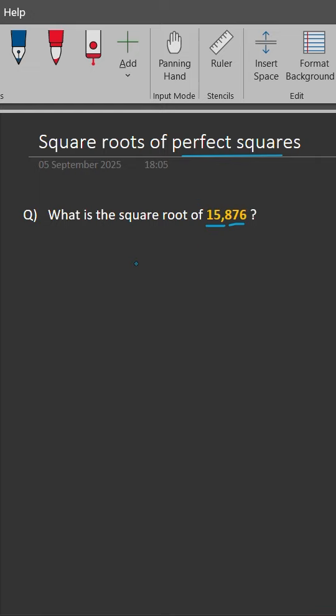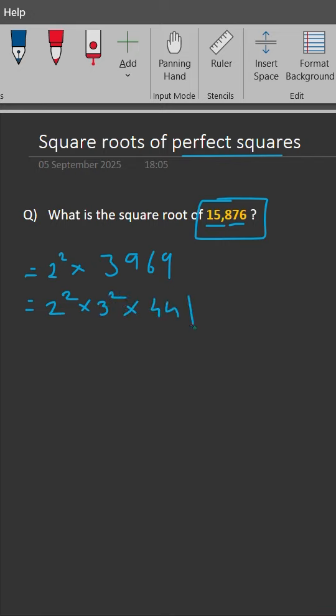Anyways, coming back to the original question. First of all, as you can see, the last two digits are 76, which are divisible by 4. So that means the whole number is divisible by 4. So you can write it as 2 squared, which is nothing but 4, and you divide this number by 4, which gets you 3969. Now 3969, add all the digits and they sum up to 27. Since 27 is divisible by 9, the whole number is divisible by 9. So you'll get 2 squared into 3 squared into 441. 3 squared is nothing but 9.